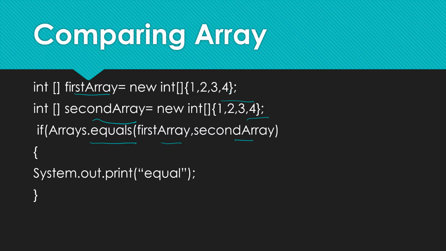So it takes the parameters as the arrays which you are going to compare, and the return type of the equals method is a boolean. So it returns true if both arrays are equal, and it returns false if both arrays are not equal. So if it is true, we are going to print equal. Since the elements of the two arrays are equal, the output of the program is equal. So we can compare using an equals method.